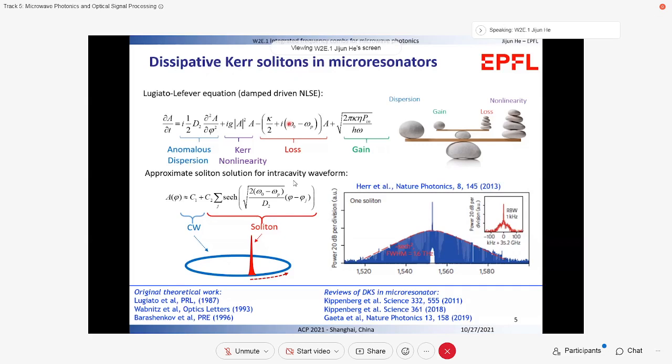So under the special conditions such that the cavity dispersion balances the nonlinearity and the gain balances the loss, there will be a solution from the equation that is the traveling pulse with the CW background. And this solution is called the soliton. And this will provide the microcomb spectrum with smooth sech-squared profile.